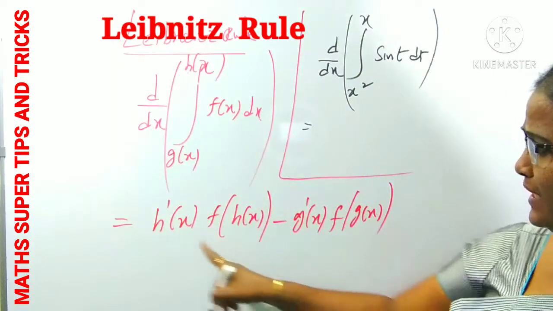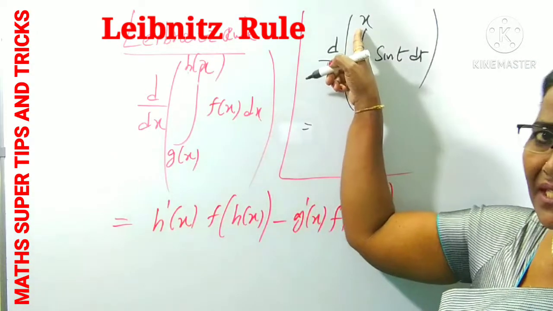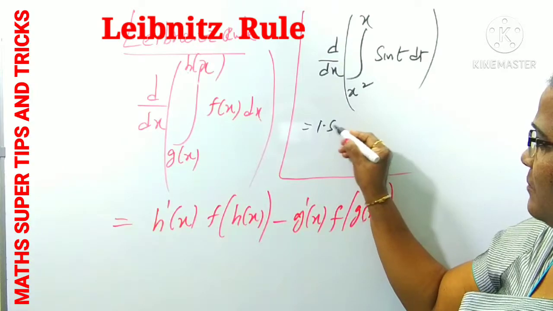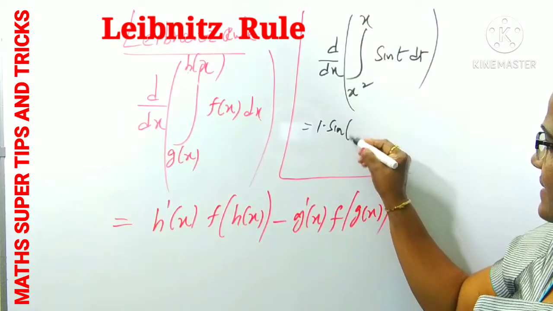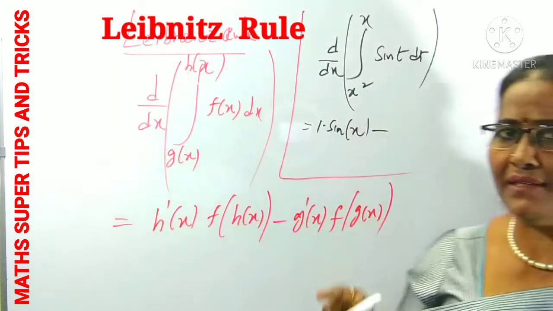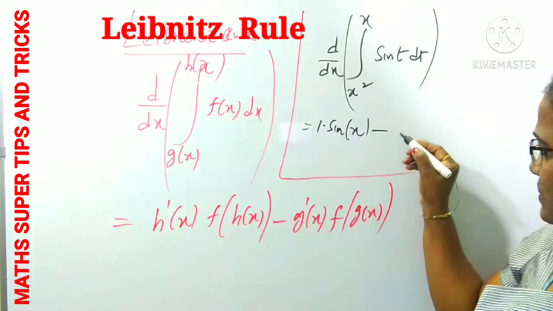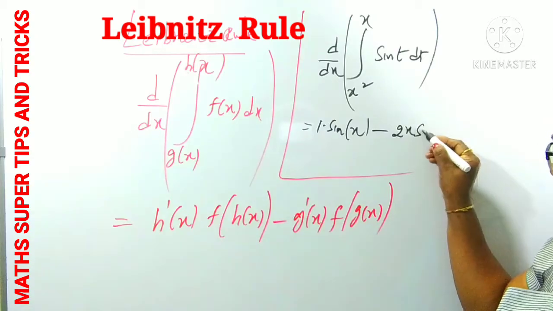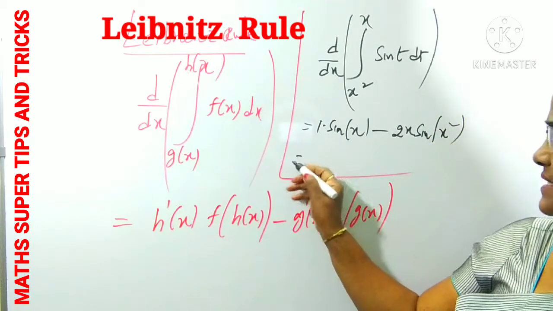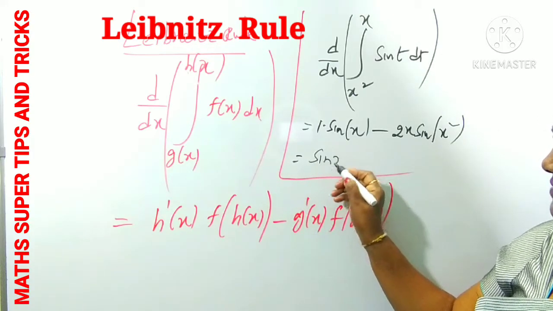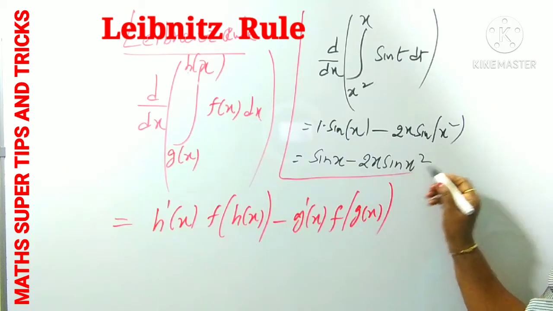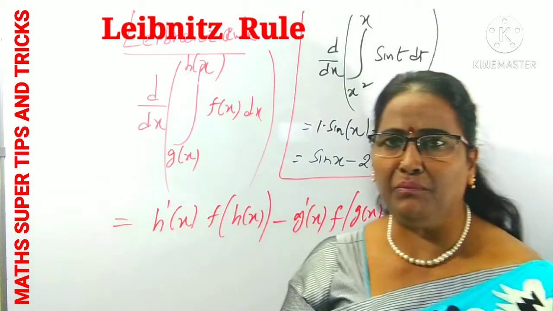According to this formula, h of x, what is h here? x. x derivative is 1 into sin, in place of t we have to write x, right? That's it. Like this, with the minus. Same way, what is the lower limit here? x square. What is the x square derivative? 2x. 2x into sin of, in place of t we take x square. That's it. Again I am rewriting as sin x minus 2x sin x square. This is an application of the Leibniz rule.